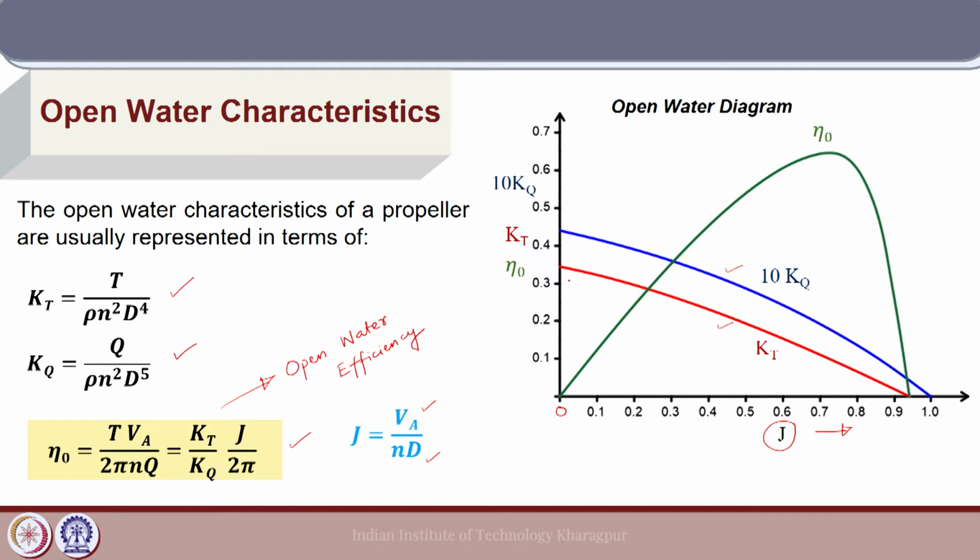Now, in terms of propeller loading, high values of J correspond to lower propeller loading, and low values of J correspond to high propeller loading. This is what will be explained with the help of the blade element diagram.